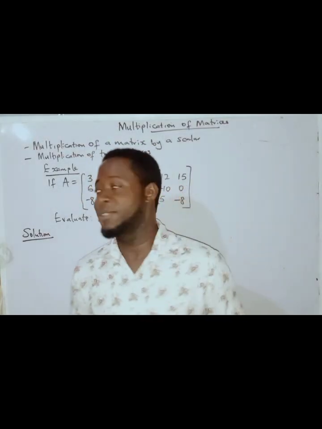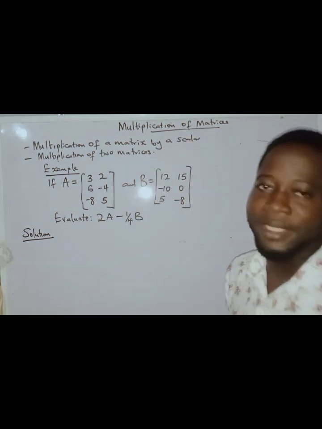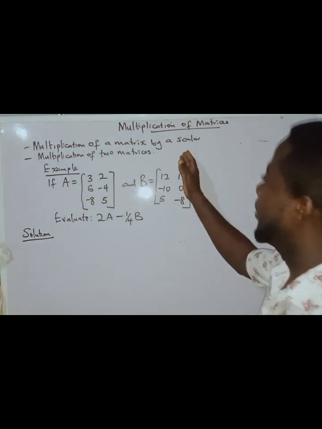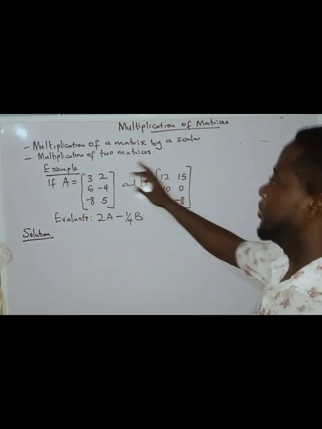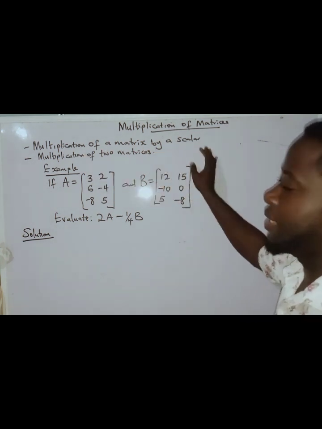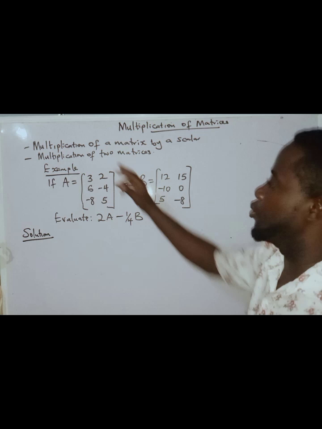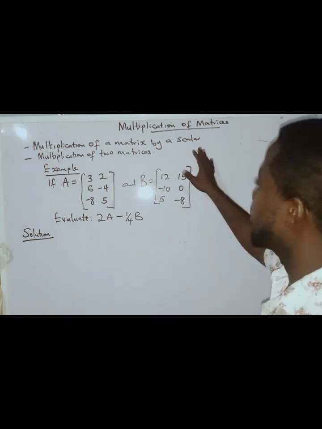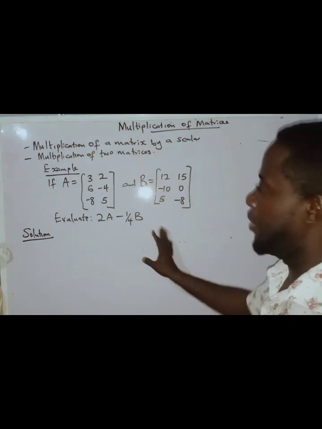In today's class, we are going to be looking at multiplication of matrices. Under this topic, we have two subtopics. The first one is multiplication of a matrix by a scalar, and the second one is multiplication of two matrices. Now, we are going to start with multiplication of a matrix by a scalar, and we have the example on the board.